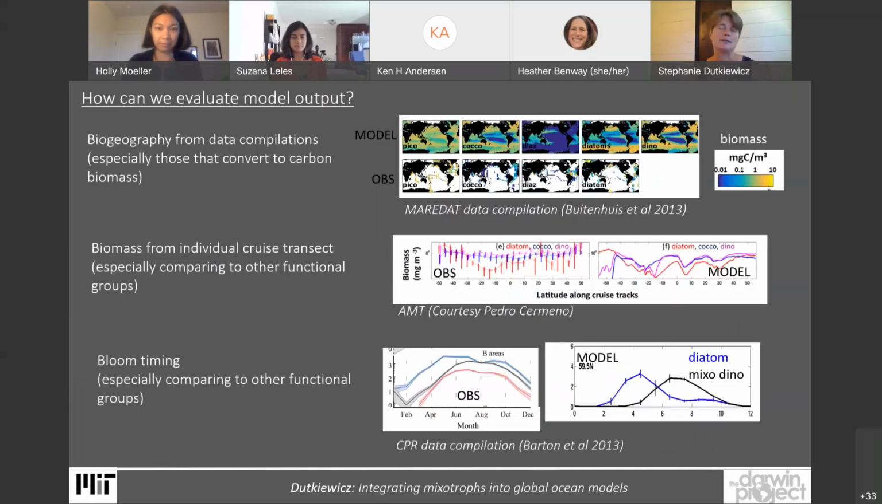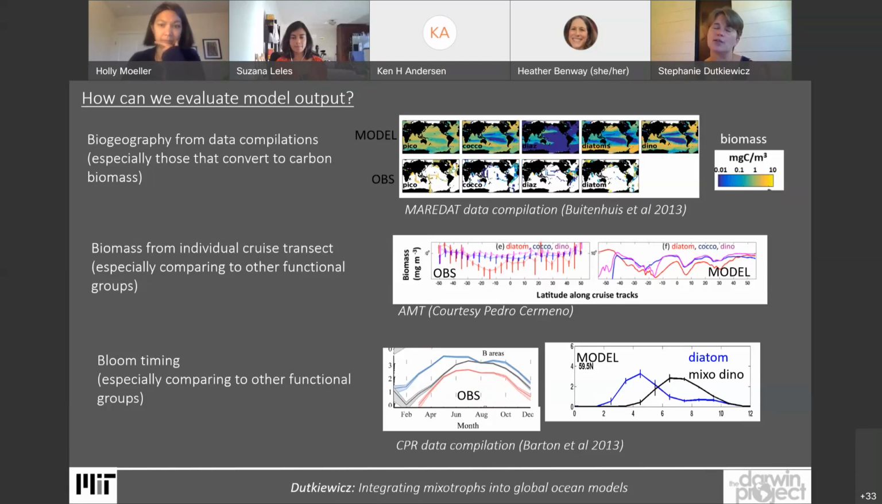And I think Suzana already did a nice job of talking about the difficulties of being able to evaluate these sort of models in general. So some of the ways we have tried to do model validation is we've looked at data compilations, and the top one is from MERDAT, which collected observations from all over the globe, did the very difficult and relatively very uncertain thing of trying to take all that data and put it in the same units.